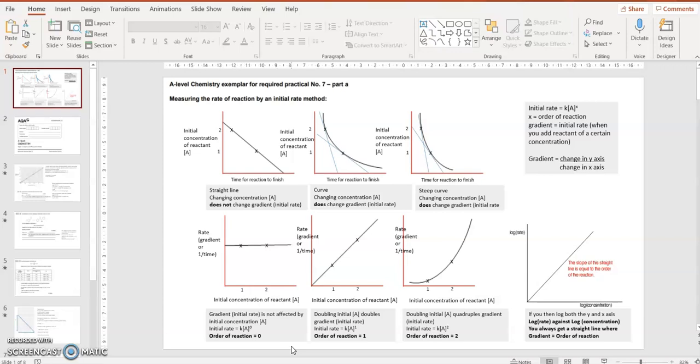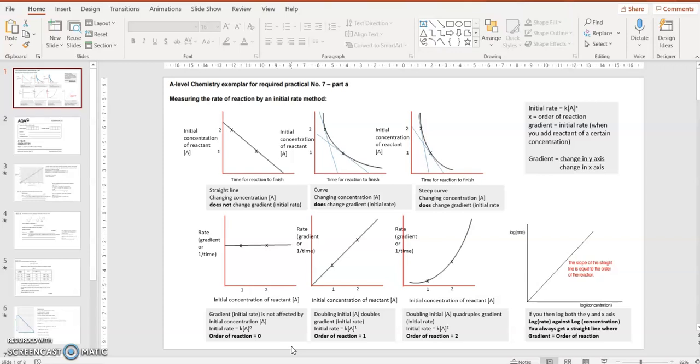Those are sometimes quite hard to see, so what we sometimes do is turn time into rate by doing 1 divided by time and plotting that up the y-axis against the concentration of reactant A. If you get a straight line in this case, rate against initial concentration of reactant A, it means that the rate isn't changing despite you changing the concentration of A. If it's a straight line going up, then that means its order with respect to A is 1, because doubling the concentration of A doubles the rate.